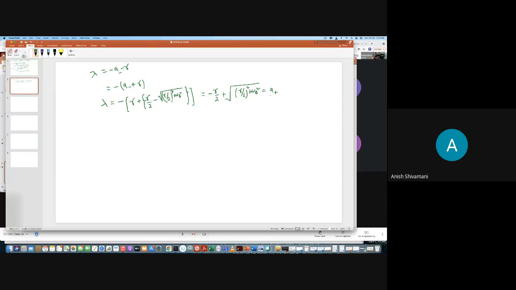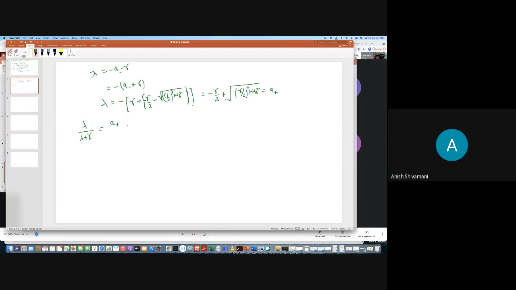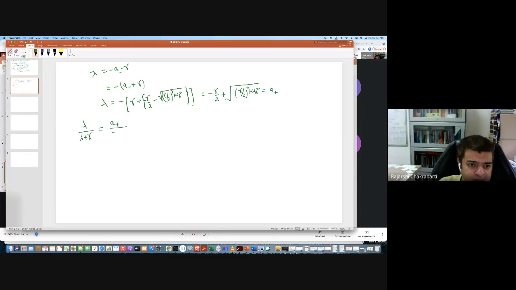Why did we do one? So the relation was mine. Okay, got it. No, I think it's fine, I guess. Okay, so now if I take this ratio, lambda divided by lambda plus gamma, what will be the answer? Lambda is A plus, and lambda plus gamma means minus A minus, like this, isn't it? This is how it is.